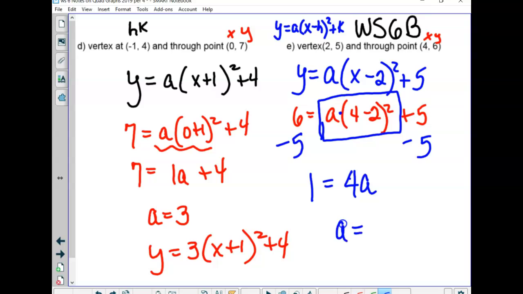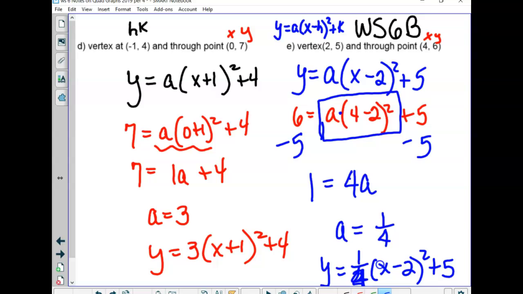So I get a is what? 1/4. So the equation we're looking for is 1/4 times (x minus 2) quantity squared plus 5. Yep, that's not a 4 half power. Does that feel better? Like you kind of remember now what we did on Friday?